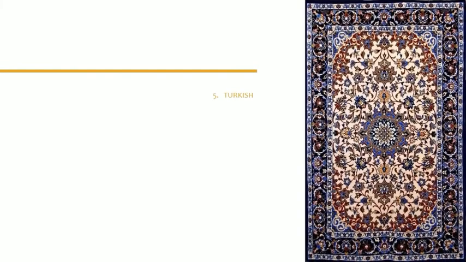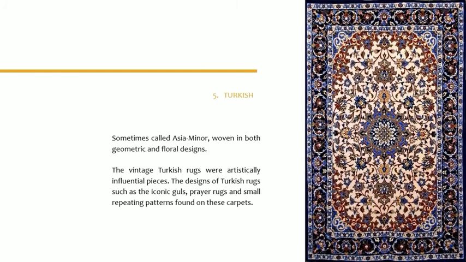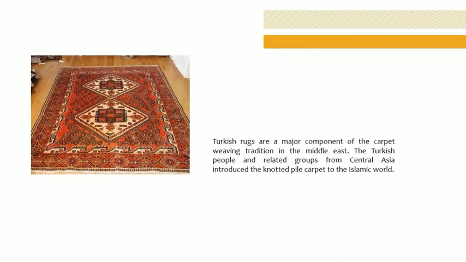Turkish rugs, sometimes called Asia Minor, are woven in both geometric and floral designs. The vintage Turkish rugs were artistically influential pieces. The designs of Turkish rugs include the iconic gulls, prayer rugs, and small repeating patterns found on these carpets. Turkish rugs are a major component of the carpet weaving tradition in the Middle East.